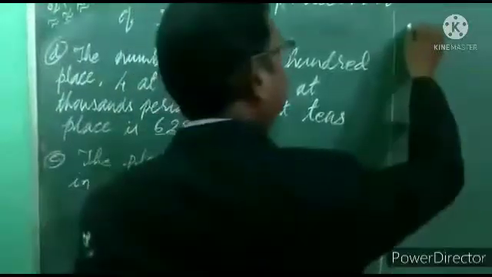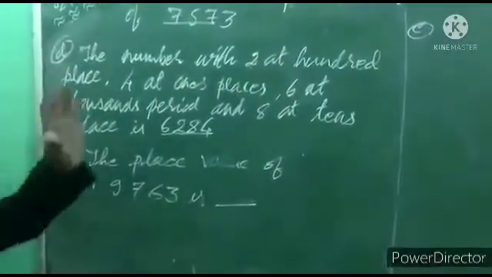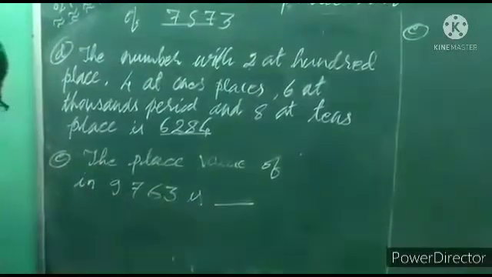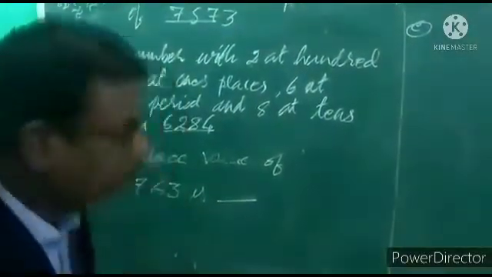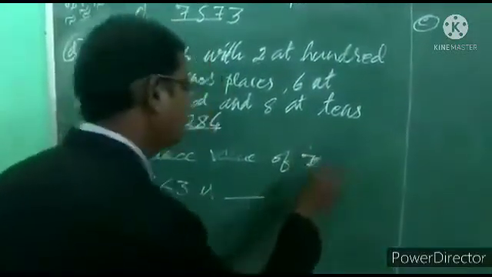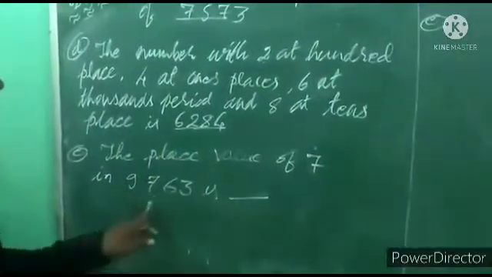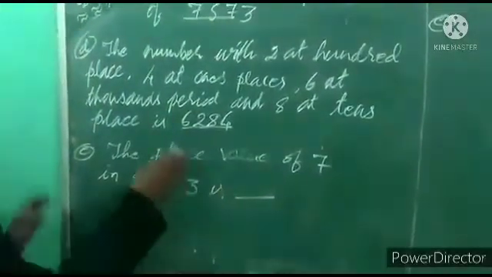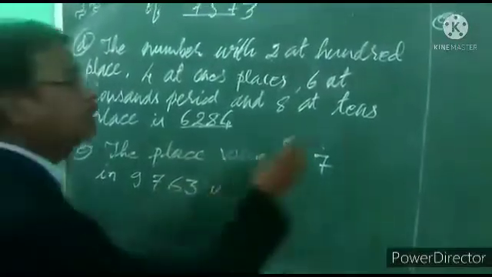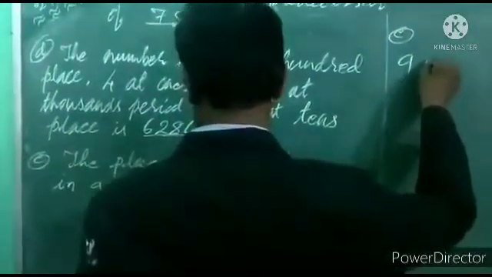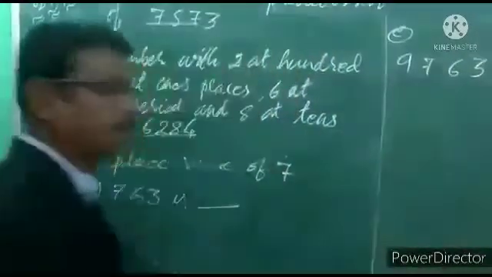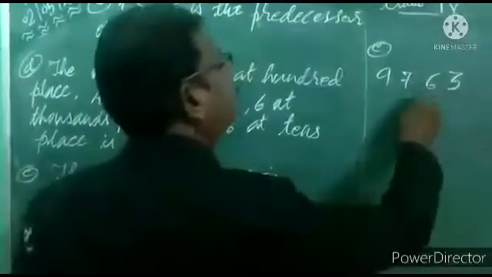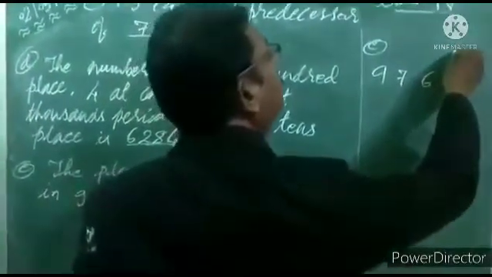E example, the place value of 7 in 9,763 is dash. Here the question asks only the place value of 7. So write this number, and below that write the place value chart.